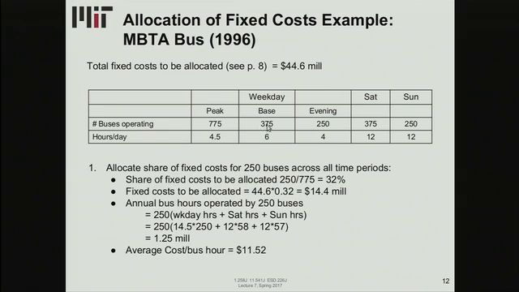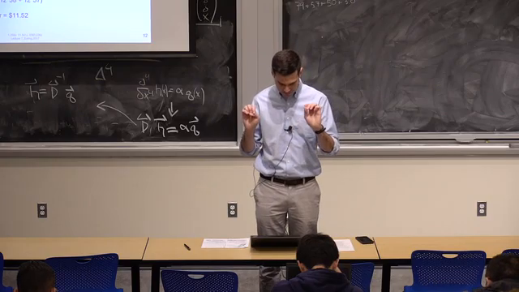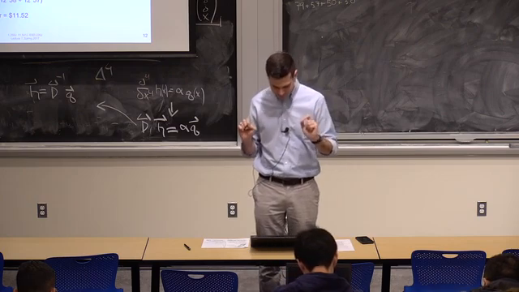in the peak, on the base, on the evening, Saturday and Sunday, and the number of hours: peak hours 4.5, 6 base hours, 4 evening hours, for a total of 14.5 hours per weekday, 12 hours operating Saturday, 12 hours operating Sunday. And the objective of this model is to take the fixed costs incurred by the agency and allocate them to vehicle hours, right?